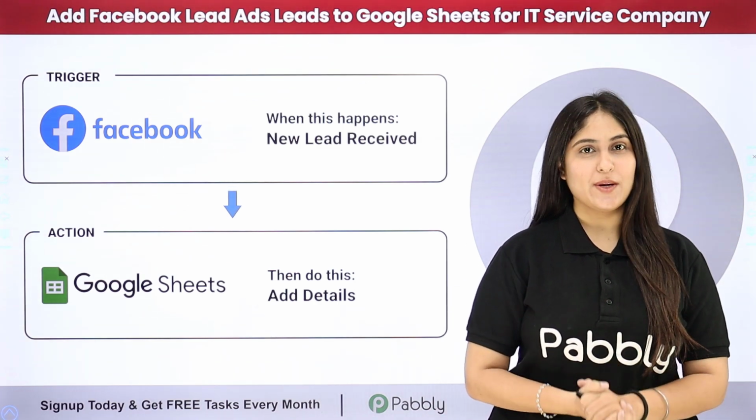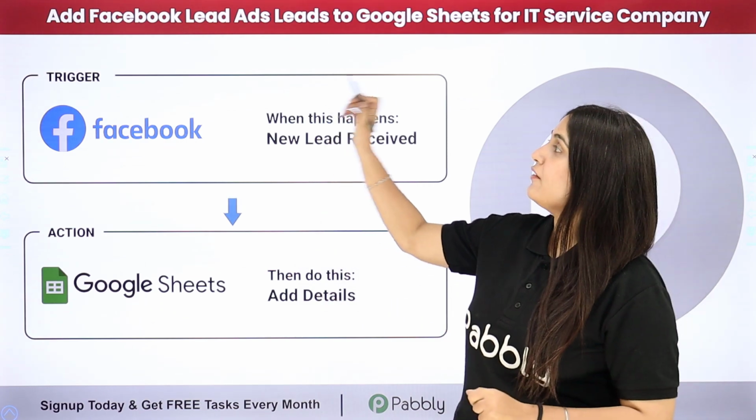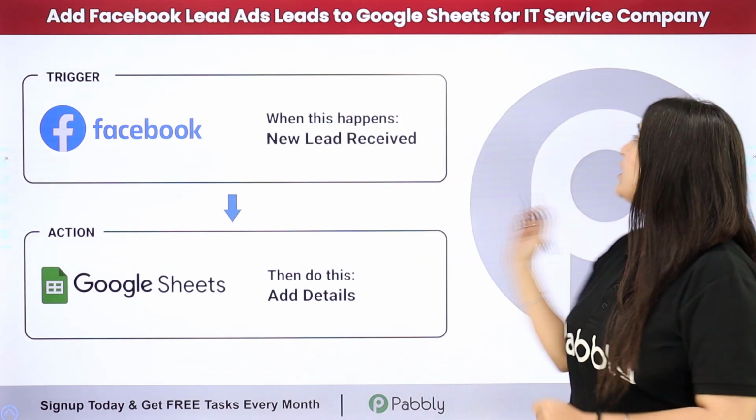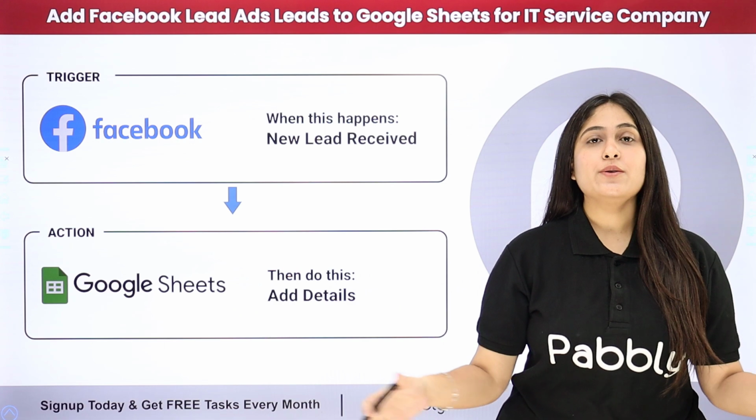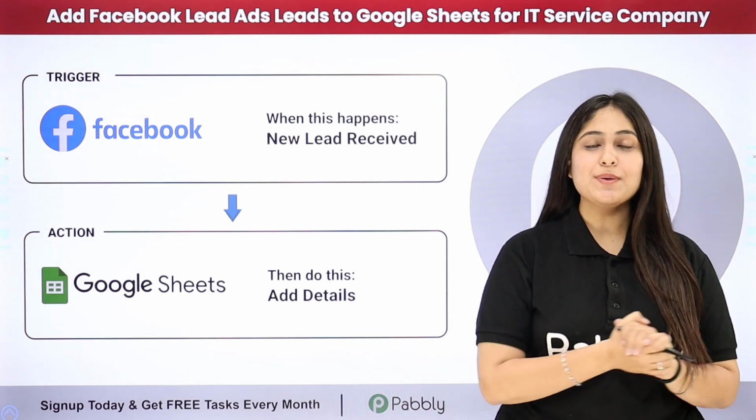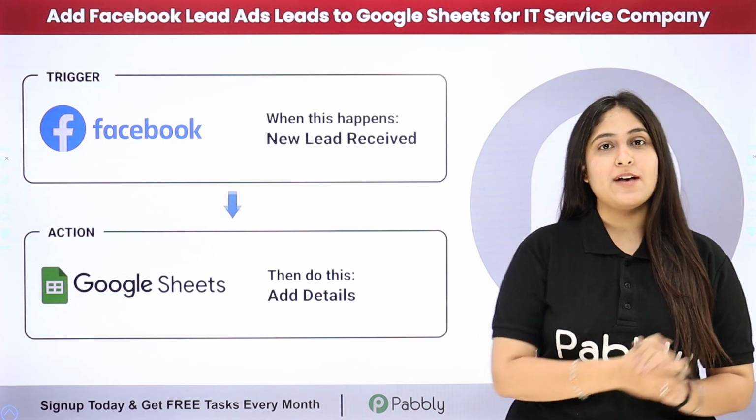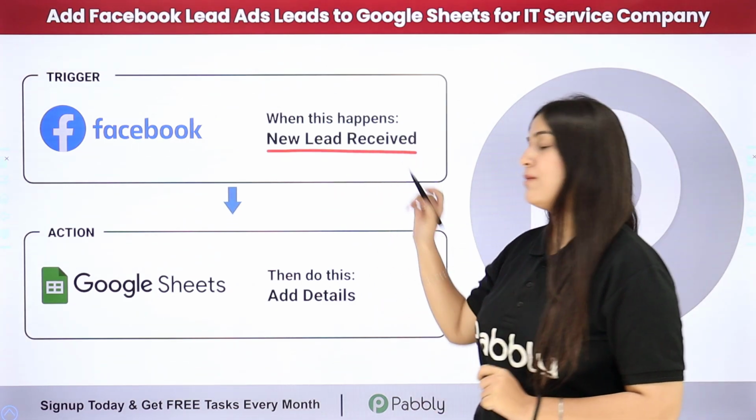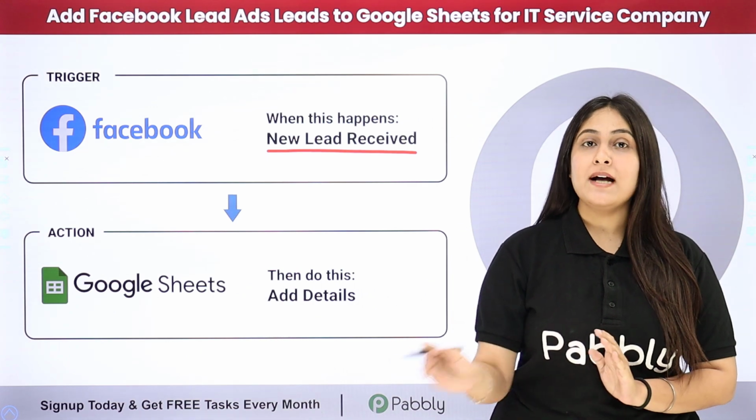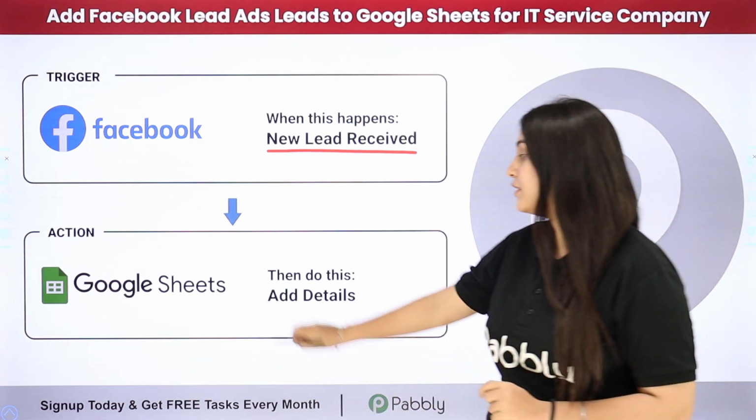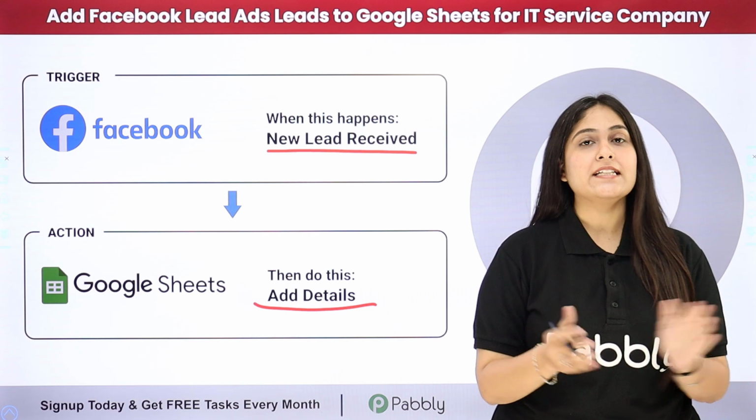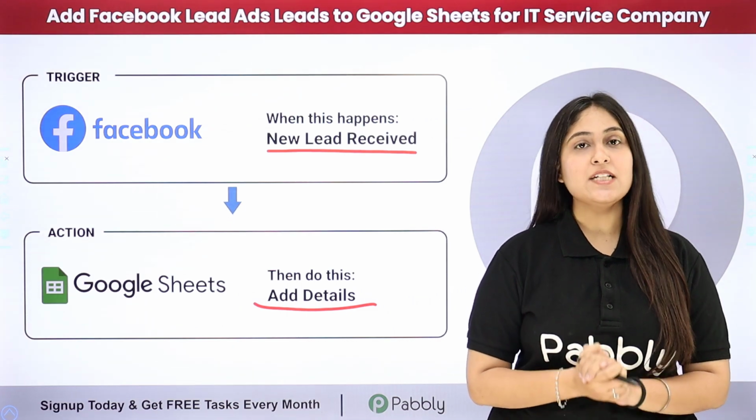So in this video we are going to understand how to add Facebook lead ads leads to Google Sheets for an IT service company. I'm an owner of an IT service company, and to promote my company I'm running some Facebook lead ads. Now in this case I want that whenever I receive a new lead through my Facebook lead ad, the lead received should automatically be added in my Google Sheets as a new row, so that I can store the data of all the leads received at one place.